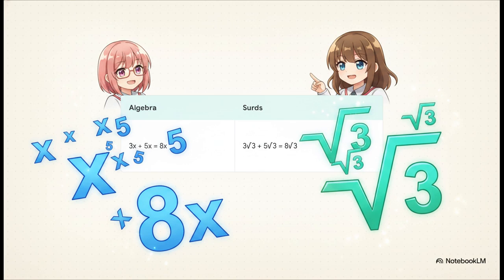If you have 3x plus 5x, you know instantly you have 8x, right? It's just basic algebra. Well, treat the root 3 exactly like you would treat the letter x. 3 root 3 plus 5 root 3 instantly becomes 8 root 3. It's a remarkably simple mental calculation once you see through that disguise.